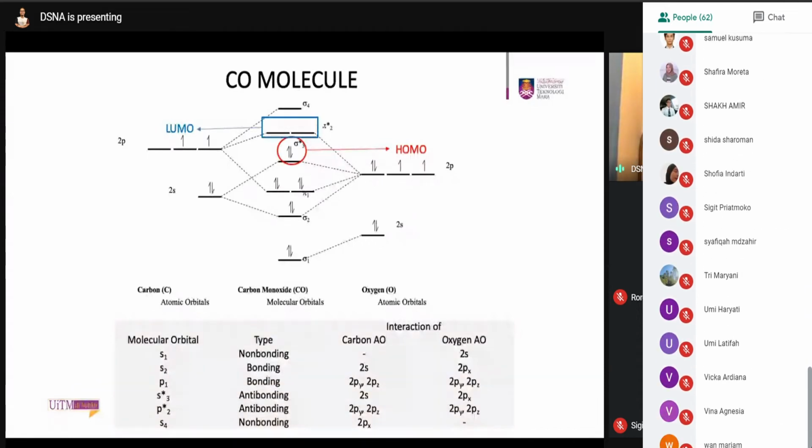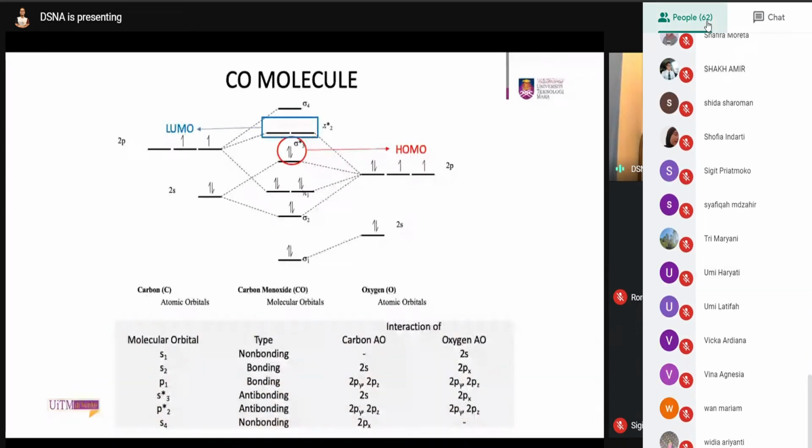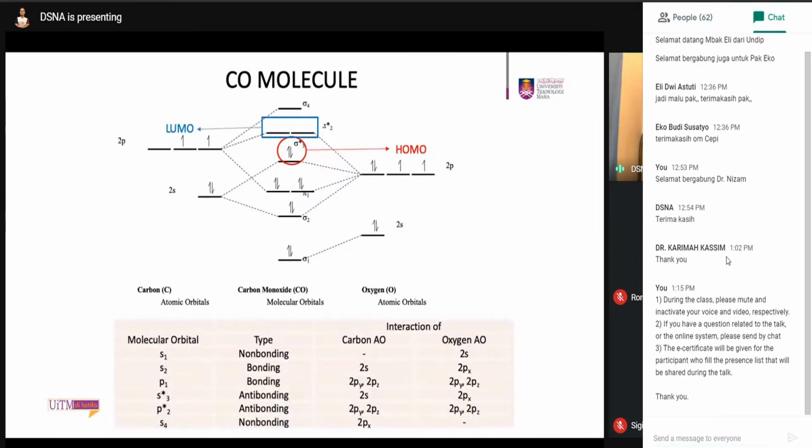HOMO stands for highest occupied molecular orbital. For the molecular orbitals of carbon monoxide, it is going to be sigma antibonding. And LUMO stands for lowest unoccupied molecular orbital, and in this case, the LUMO is pi antibonding. So we are going to see some movement of electrons in and out, from ligand to metal and metal to ligand, in order to form the metal complexes.